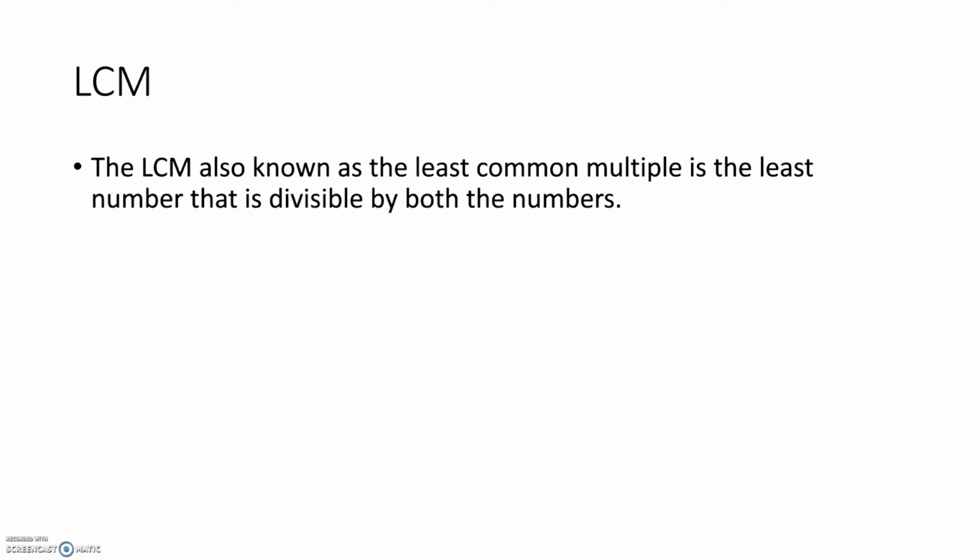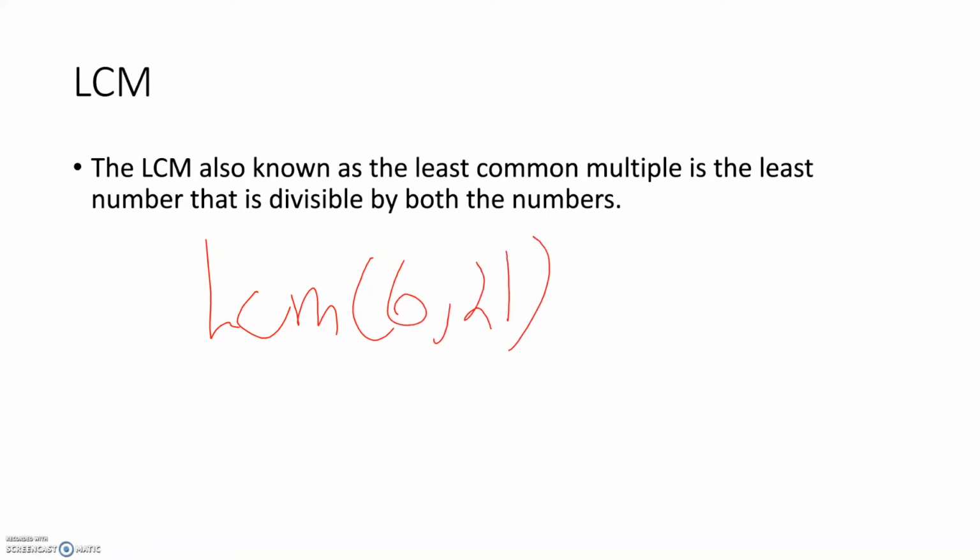The LCM, also known as the least common multiple, is the least number that divides both the numbers. So if we were trying to find the LCM of 6 and 21, we'd first find the prime factorization. So 6 is equal to 2 times 3, and since 2 and 3 are both prime, that is a prime factorization. And 21 is equal to 3 times 7, and since 3 and 7 are both prime, that is a prime factorization. And to find the least common multiple of these two numbers, we just take the greatest power of the primes of both numbers.